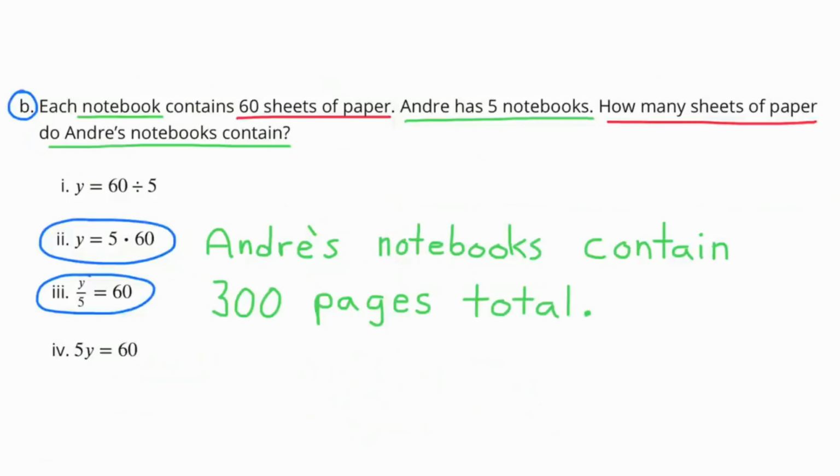B. Each notebook contains 60 sheets of paper. Andre has 5 notebooks. How many sheets of paper do Andre's notebooks contain? I selected 2, y equals 5 times 60, and 3, y over 5 equals 60, or y divided by 5 equals 60. Andre's notebooks contain 300 pages total.